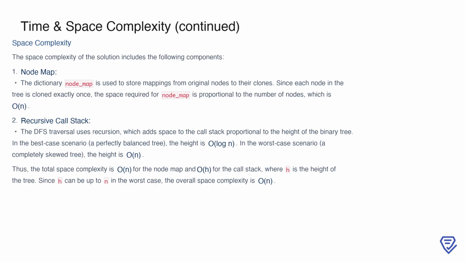Now, let's consider the space complexity. One major component is the node_map dictionary, which stores mappings from the original nodes to their cloned counterparts. Since every node in the tree is cloned exactly once, the space required for node_map is proportional to the total number of nodes, or O(n).